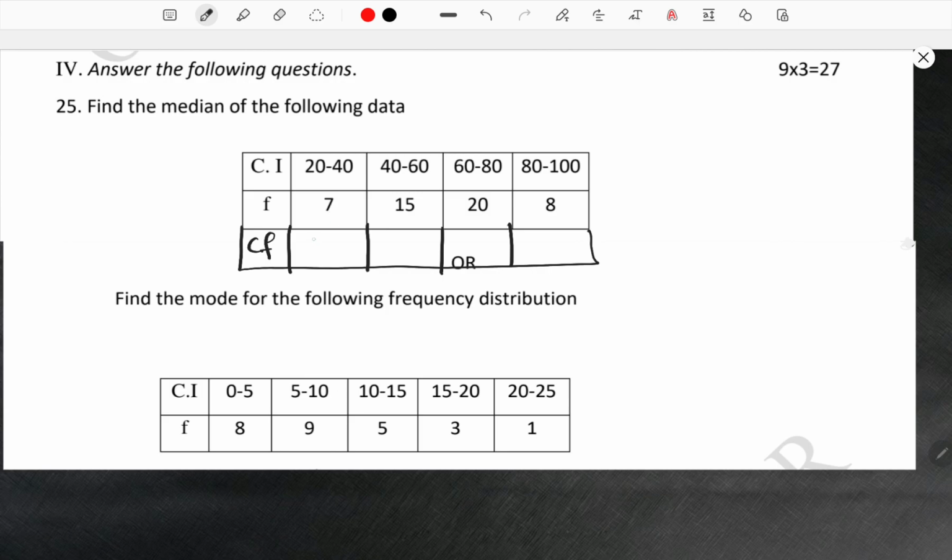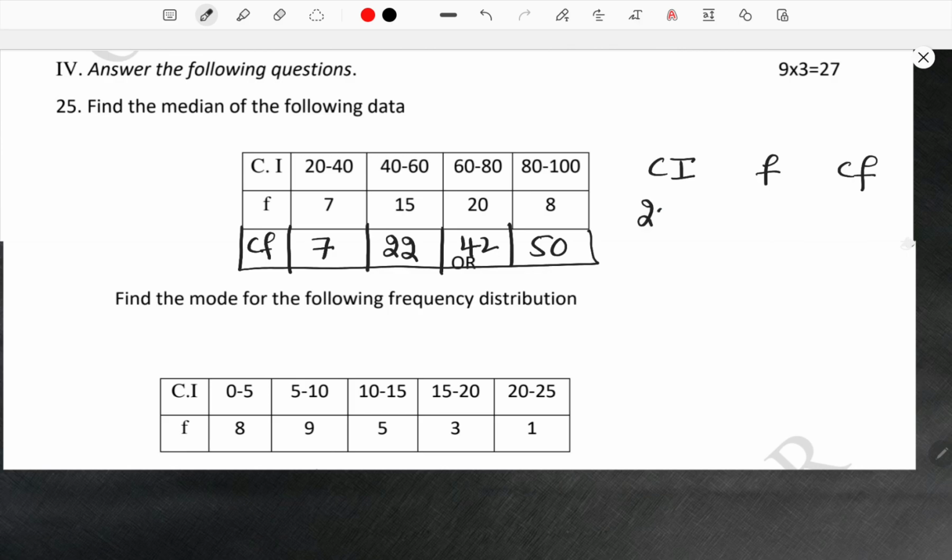See here, whatever is here, you just write that 7. Then 7 plus 15 becomes 22. Then 22 plus 20 becomes 42. 42 plus 8 becomes 50. So this is a table. Maybe you may write it as a vertical table also: class interval, frequency, CF. Like this also you can write.